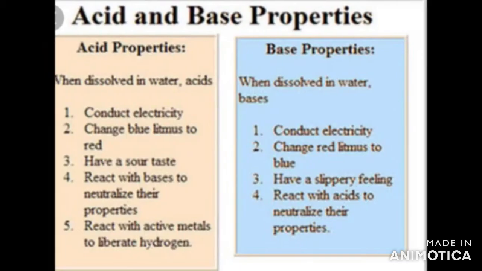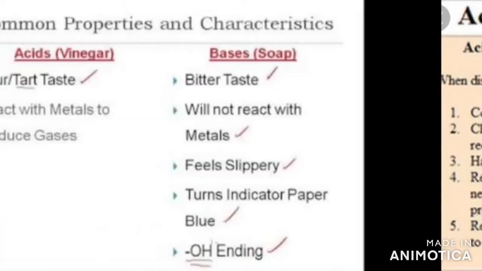Now next we are moving to the acid base properties. Acid properties and base properties when dissolved in water. Acid properties are: conduct electricity, change blue litmus to red, have a sour taste, react with bases to neutralize their properties, and react with active metals to liberate hydrogen. And base properties are: conduct electricity, change litmus red to blue, have a slippery feel, and react with acids to neutralize their properties. So these are the properties. I prefer you note these points if you are still learning this topic. Next we'll move on to the next topic.